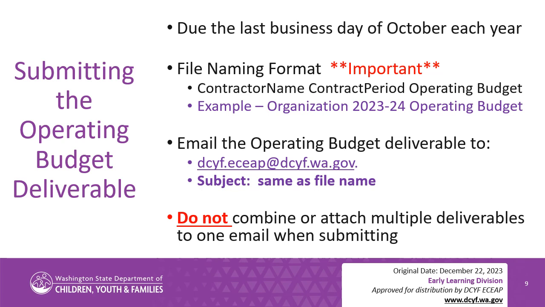When submitting the operating budget to the DCYF ECEAP inbox, please be sure to copy the properly formatted file name as the subject line. The subject line should be the exact same as the appropriately named deliverable being submitted. Finally, it is important to attach only a single deliverable to each email submission. This means that if two deliverables are due on the same day, such as is the case with the operating budget and the staff compensation summary report, do not attach the documents to a single email. Please submit two separate emails with each of the deliverables attached individually. Again, this will ensure that DCYF ECEAP staff can appropriately track and record contract deliverable submissions.